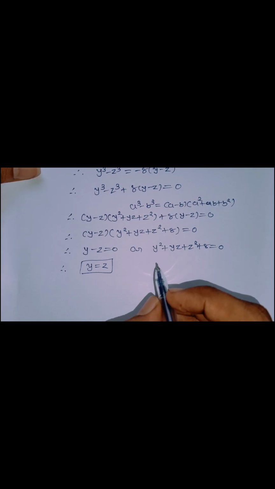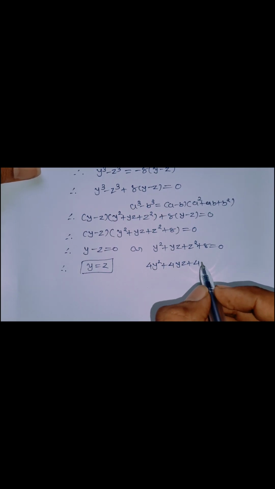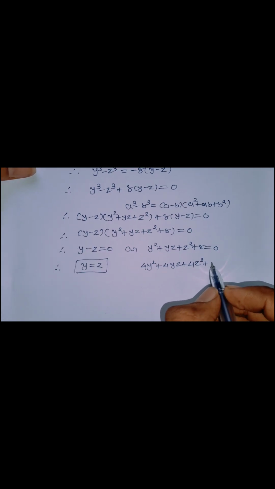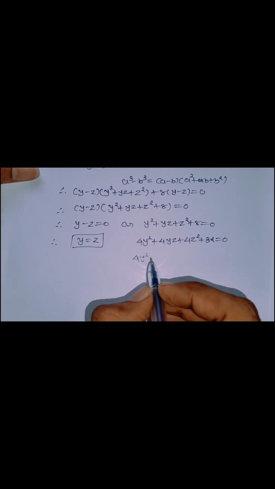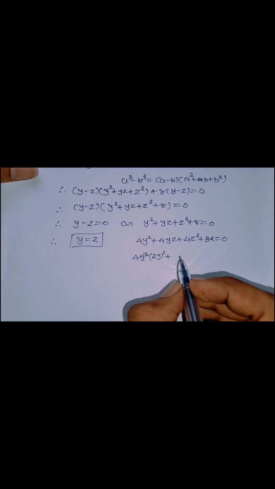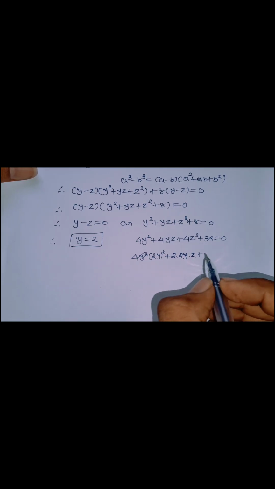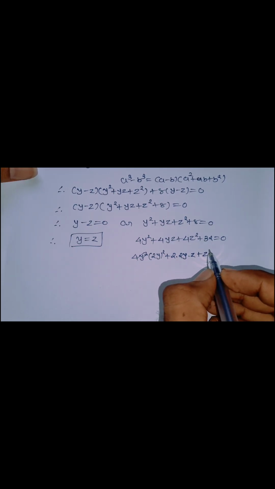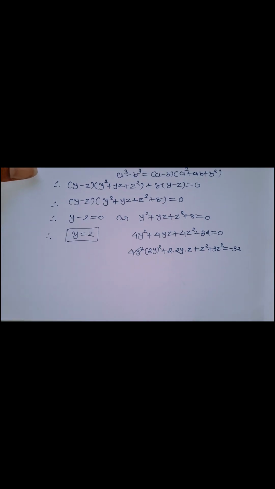Now multiply both sides by 4. Then there is 4y^2 + 4yz + 4z^2 + 8 * 4, that is 32, equal to 0. Now 4y^2 can be written as (2y)^2, plus 4yz can be written as 2 * 2y * z, plus z^2, and 3z^2, equal to minus 32. This is clear? Now apply the a^2 + b^2 + 2ab formula here.